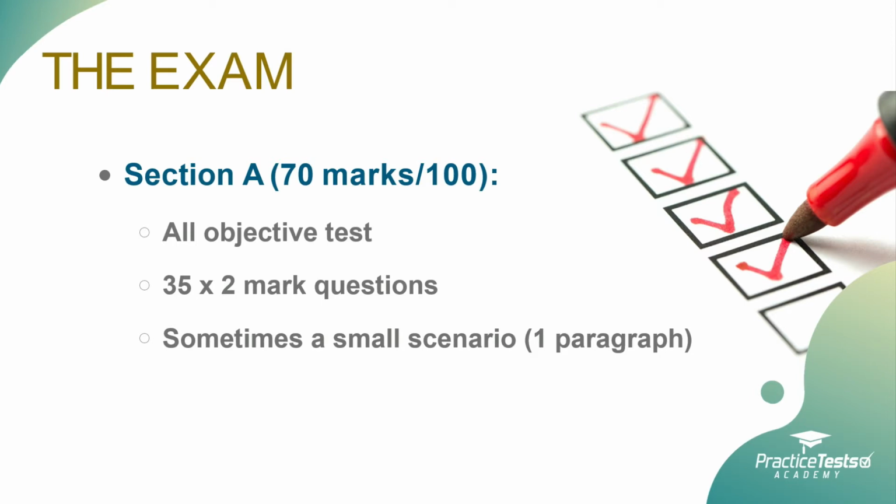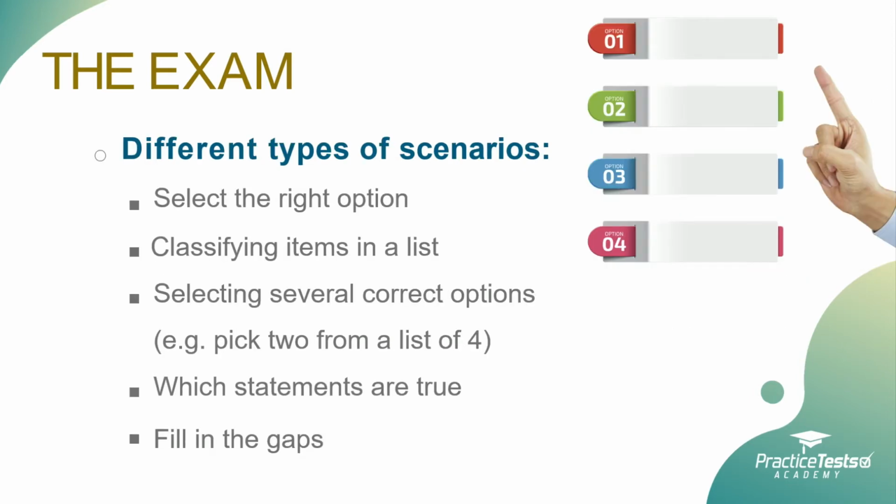And these are all objective tests, which means you might have to select the right option or classify items in a list as being one of a certain type, maybe select several correct or incorrect options, so for example picking 2 from a list of 4, maybe picking which statements are true or which statements are false, or filling in the gaps, so you might have to type in a number.